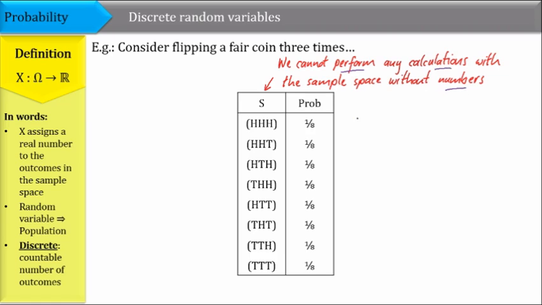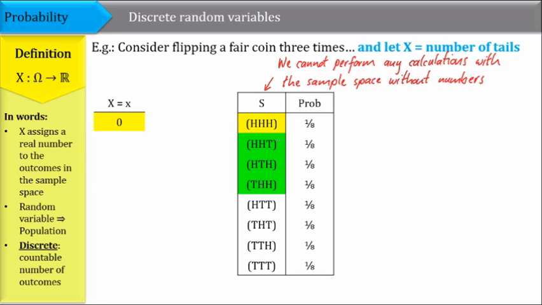Now, as this table is presented here, we cannot perform any calculations with the sample space because we don't have numbers. We simply have sequences of outcomes: 3 heads, 2 heads and a tail, head, tail, head, etc. So what we'll do is define a value x, and we'll say let x be the number of tails in our sample space for every single outcome. So the smallest possible value that x can be is 0, because there's one outcome here that contains 3 heads, in other words, 0 tails.